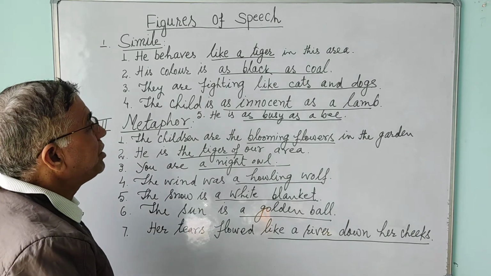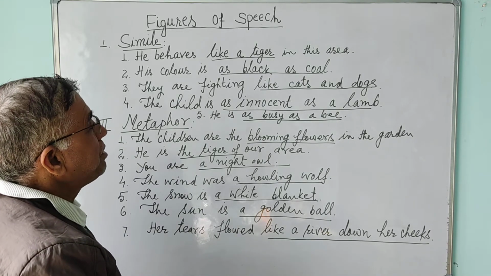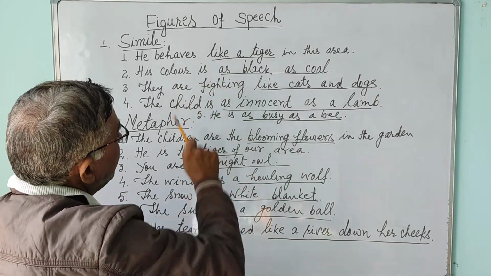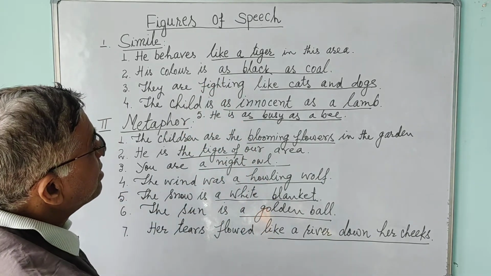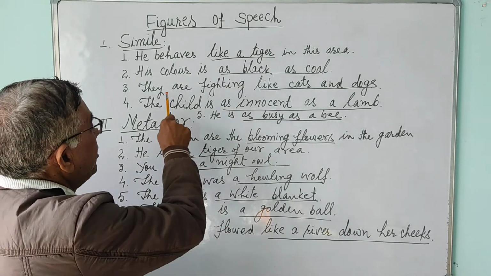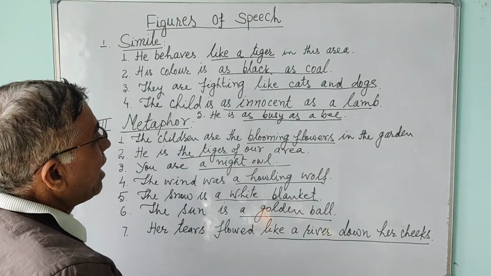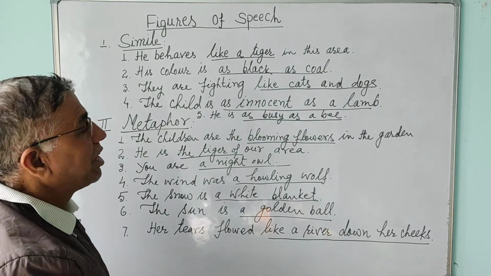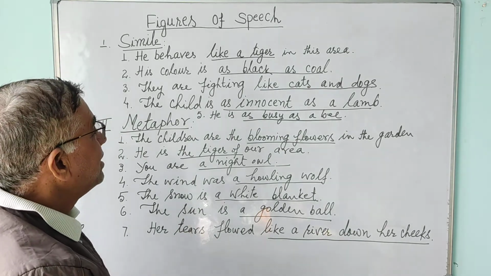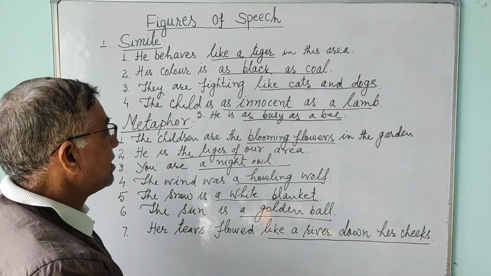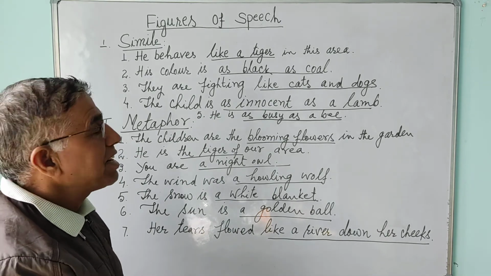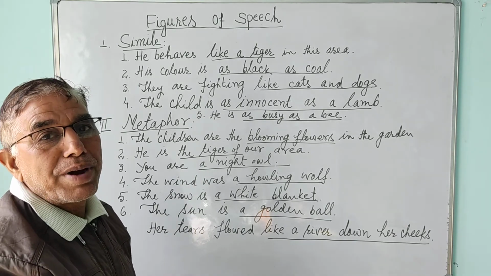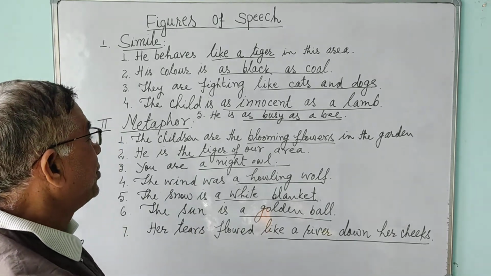Second, his color is as black as coal. Means his color is quite black. We can say that his color is as black as coal. Third, they are fighting like cats and dogs. Means they are not fighting seriously. They are fighting on minor issues.